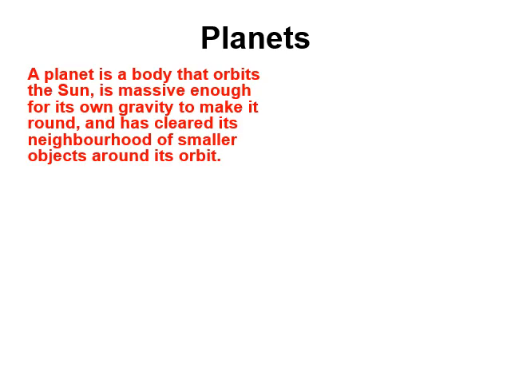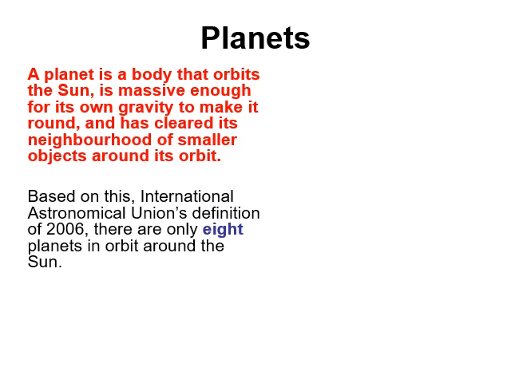Okay, so a planet essentially is a body that orbits the Sun. It's big enough for its own gravity, and that allows it to become round, and it has cleared its neighborhood of smaller objects around its orbit. So based on this definition, in 2006 it was defined that there are only 8 planets that orbit around our Sun.